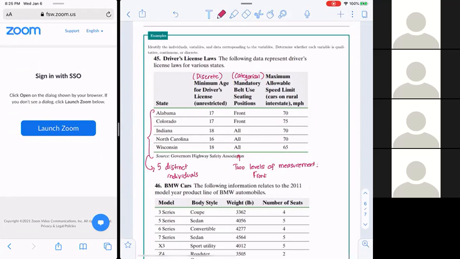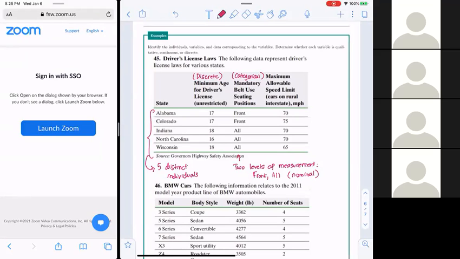Front is one, all is the other, and there is no natural ordering between front and all, so we would simply call this a nominal level of measurement.